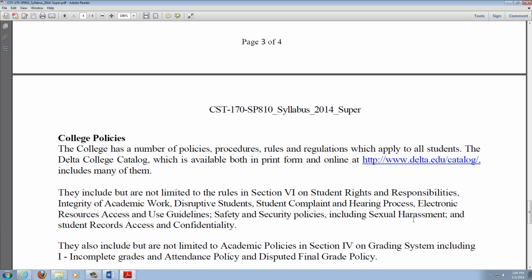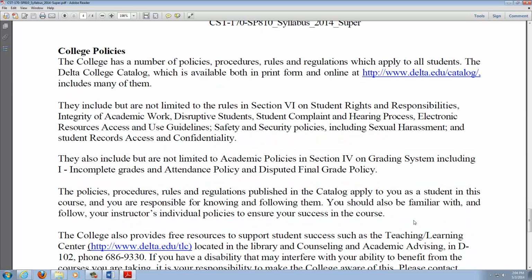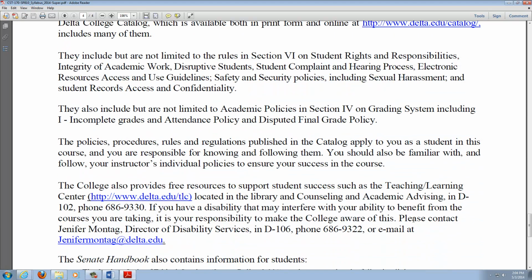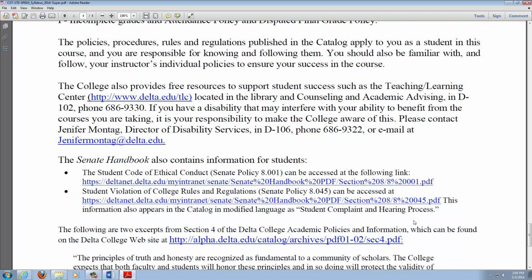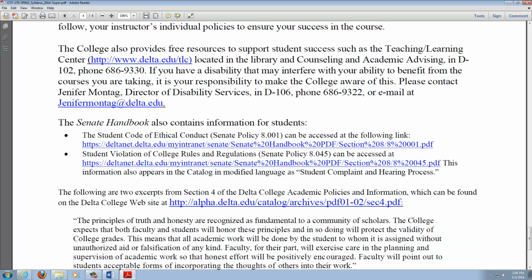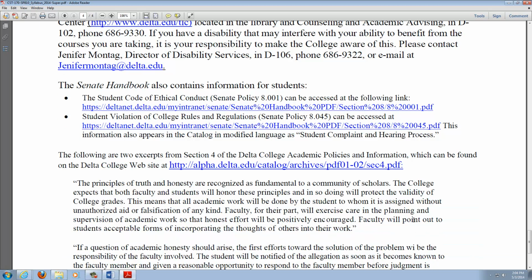And the last page is college policies. Take a look at that, and again, you have policies out there that were written for you, so take a look at that. There's also a Senate handbook, of course, of student code of ethics and that type of thing. Take a look at that as well.